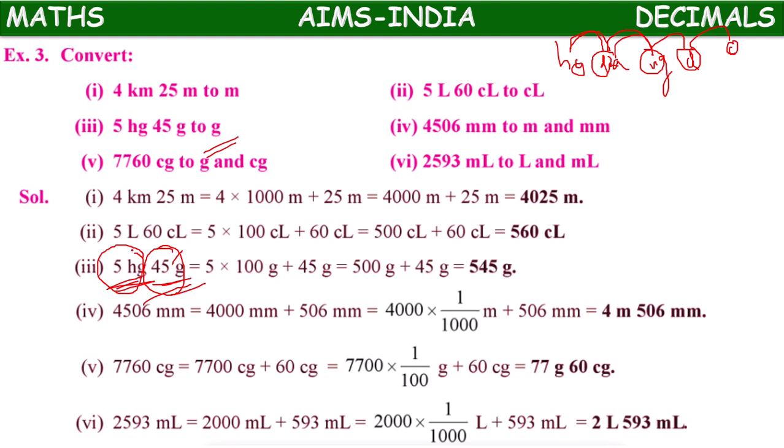So hectagram can be written into gram if you multiply the number by 100. 5 into 100 grams plus 45 grams, that is 545 grams.